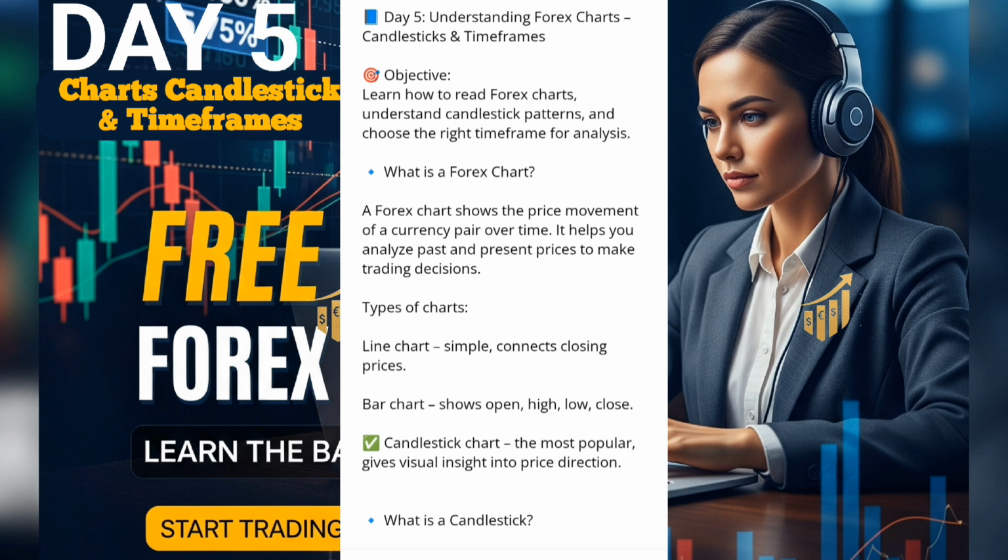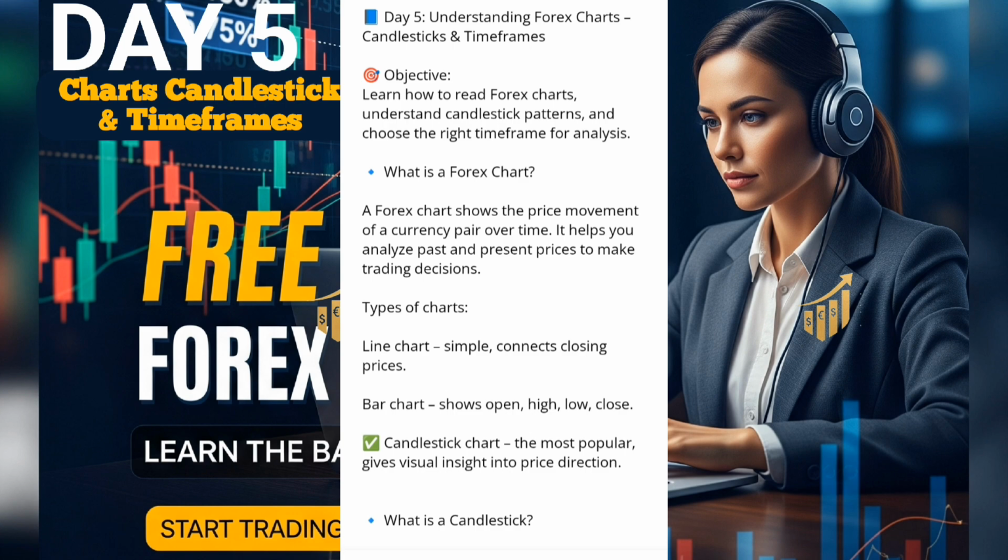A chart is simply a visual representation of price movement over time. It shows how a currency pair's price has changed, and helps you decide what might happen next. There are different types of charts, like line charts and bar charts, but the most popular is the candlestick chart. That's what most traders use.